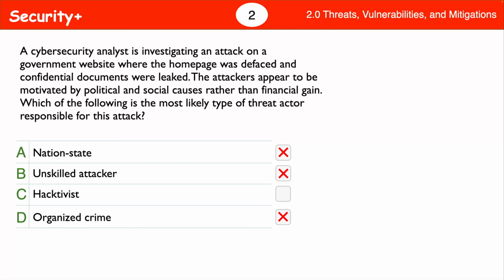And then that leaves us with the answer, which is C, hacktivist. Hacktivists use cyber attacks to support political or social causes. And that would make them the most likely threat actor in this scenario here.